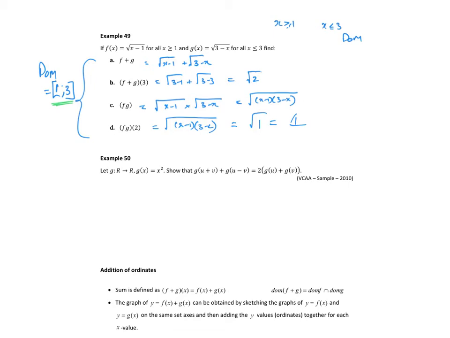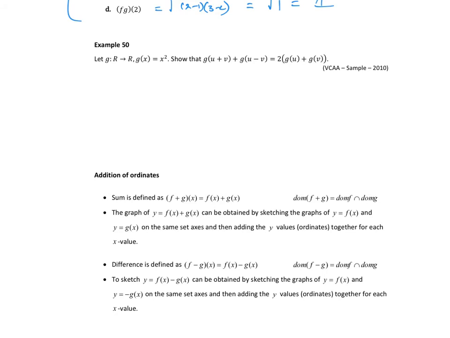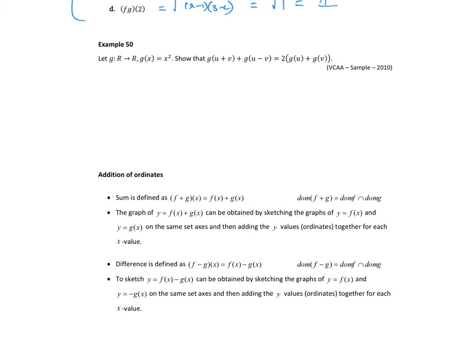All right. What have we got here for this little example? If g of x is equal to x squared, show that g of u plus v plus g of u minus v equals 2 times g of u plus g of v. So I've said in the past, a lot of the questions start introducing a lot of little variables and things like that, parameters maybe. So let's have a look.